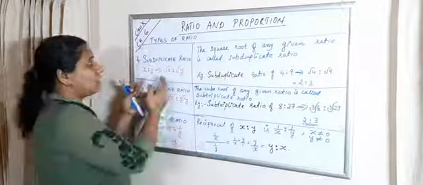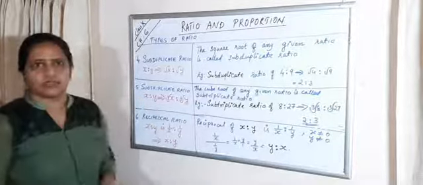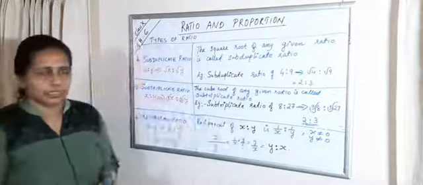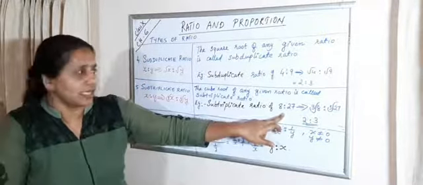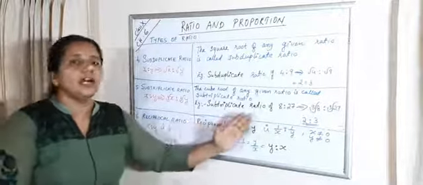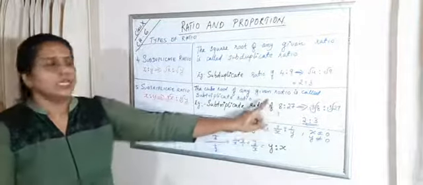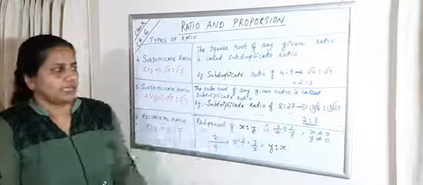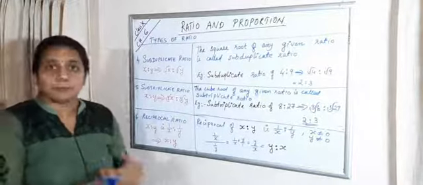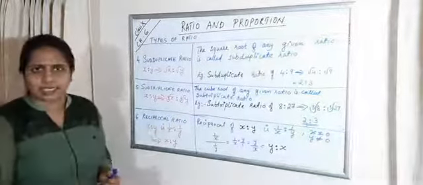That is the converse of duplicate ratio. Similarly, subtriplicate ratio. In the same way, we are finding the cube root of the given numbers. Here, the given ratio is 8 is to 27. So find the cube root of that ratio. That is cube root of 8 is to cube root of 27, which is equal to 2 is to 3. That is the converse of triplicate ratio. Clear? Next one, reciprocal ratio.